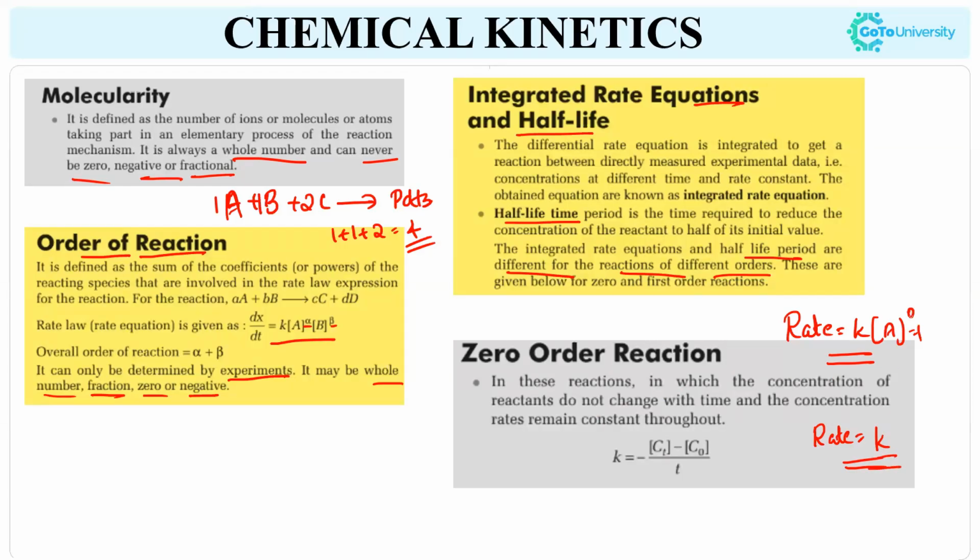But if it is a first order reaction, rate is equal to rate constant into concentration of A raised to 1. It means rate is proportional to the concentration of A. But here the rate is independent of the concentration. It depends only on the rate constant. And the equation to find the rate constant for a zero order reaction is also important: the concentration at time t minus the initial concentration, divided by time.